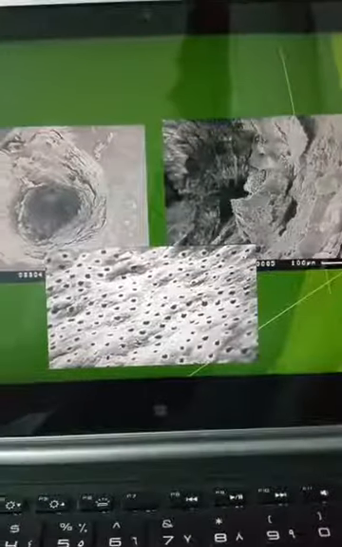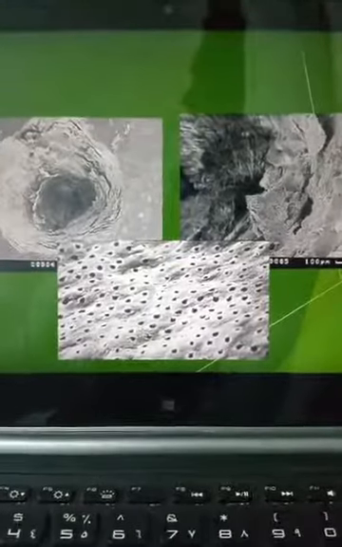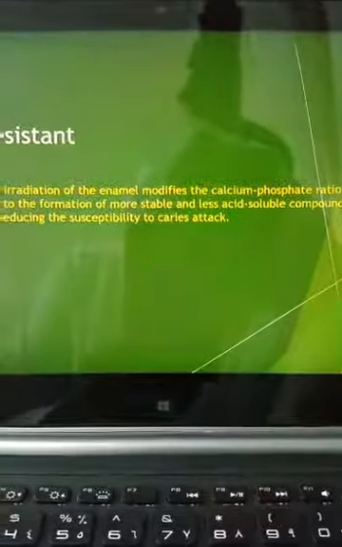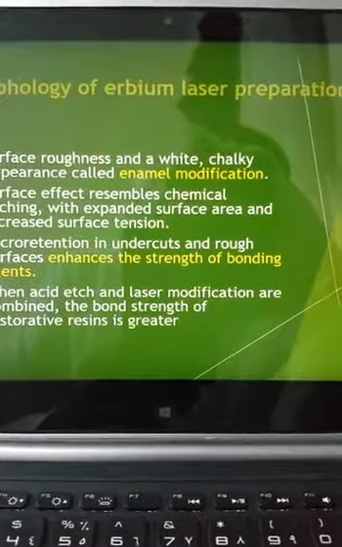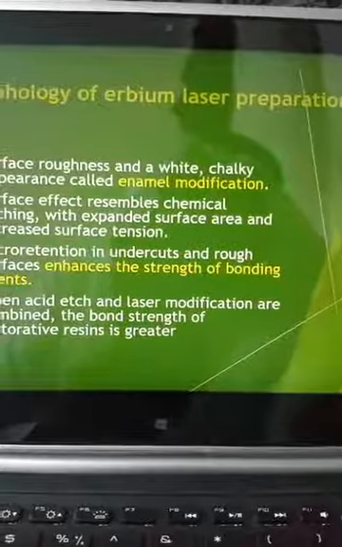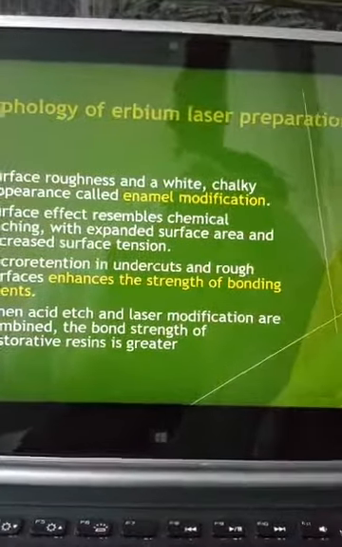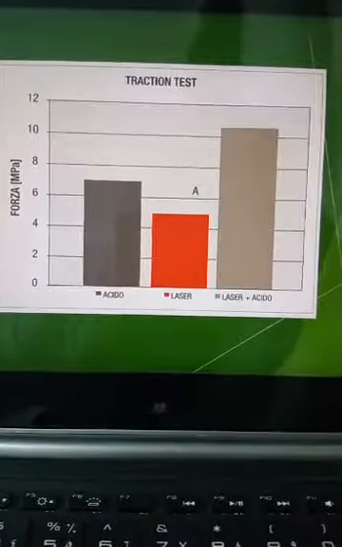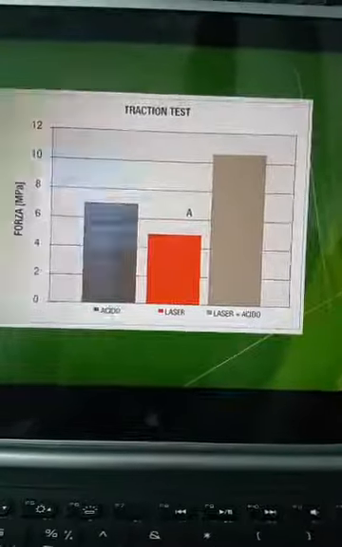Here you can see the microscopic picture of the impact of the erbium laser, and the dentinal tubules are very clear. I mentioned the acid resistance a while ago, so it enhanced the enamel surface, and with no smear layer, it enhanced the strength of bonding agents. And this is a graph showing acid etch only, laser etch only, and combined laser and acid, which is very high.